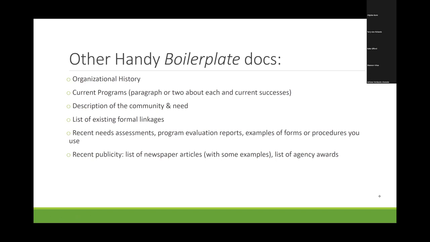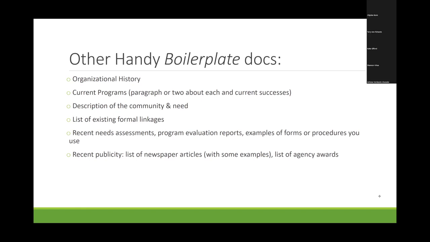Organizational history is good. Current programs, a paragraph or two about what each of your programs is doing, current successes, including just how many people you're serving. Any short little outcomes you might have is good to have as a boilerplate. If you're at a university, you might also have a little bit of background about your department. I have a research center, about what our research center does and some of its successes. You could have something that's specific to that.